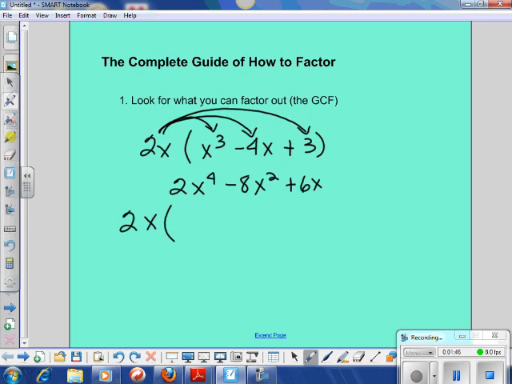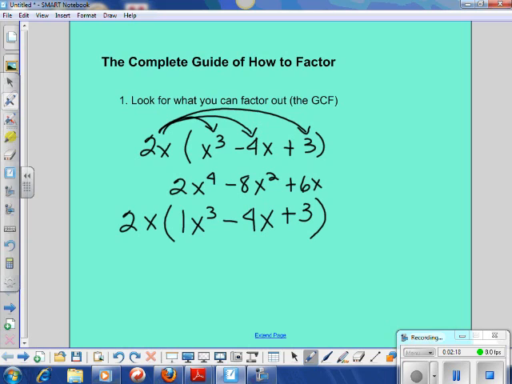So now look at it. Now you divide. Start with your coefficient. What's 2 divided by 2? 1. What's x to the fourth divided by x? x to the third, which can also just be written simply as x to the third. Our minus sign, what's 8 divided by 2? That's 4. What's x squared divided by x? That's simply x. Our plus sign, 6 divided by 2 is 3. x divided by x is just 1.